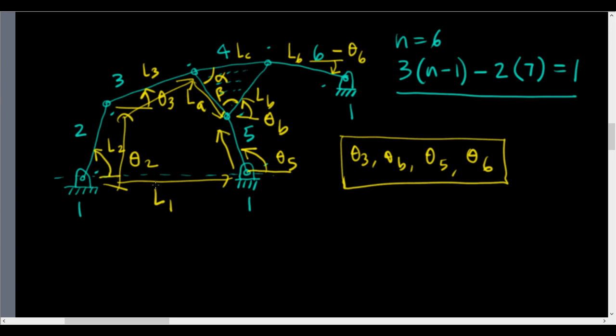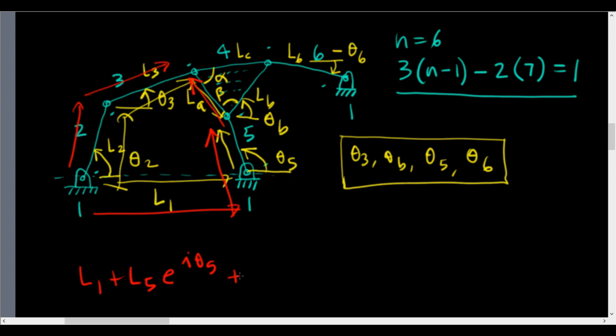Okay, alternatively we can go, let me use red here, maybe easier to go from here to here, then here to here, and then there, and then come here from there and come like this. That should be all right too. So let us write that loop equation, the red one. Okay, so we will write L1 plus L5 e to the power i theta 5 plus LA e to the power i (theta b plus beta), which you have found. This is unknown, this is known.